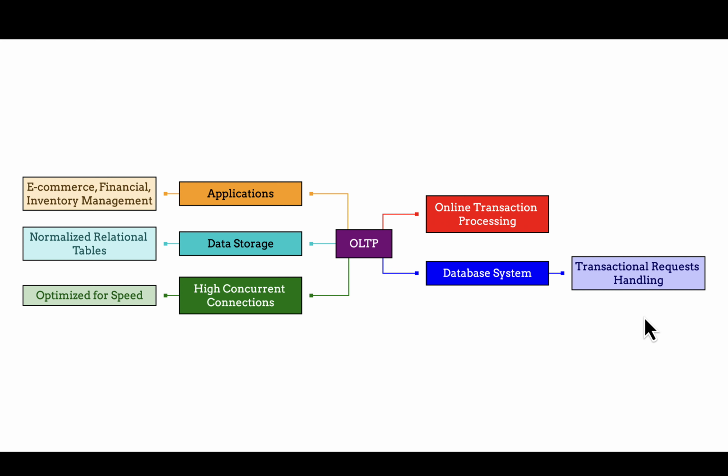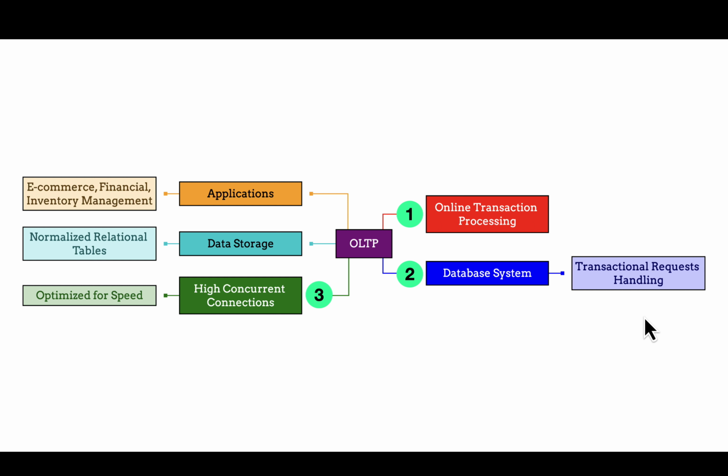OLTP versus OLAP. OLTP. 1. OLTP stands for Online Transaction Processing. 2. It is a type of database system that is optimized for handling a large number of short, transactional requests, such as inserting, updating, or retrieving data from a database.